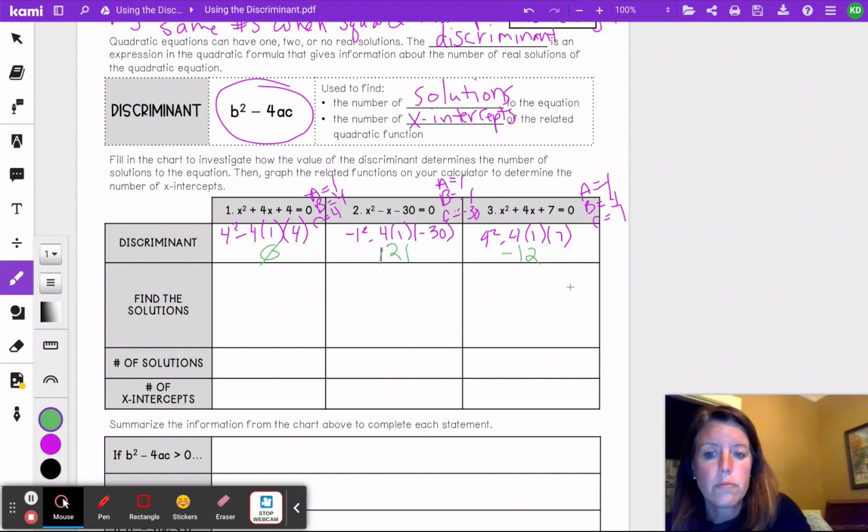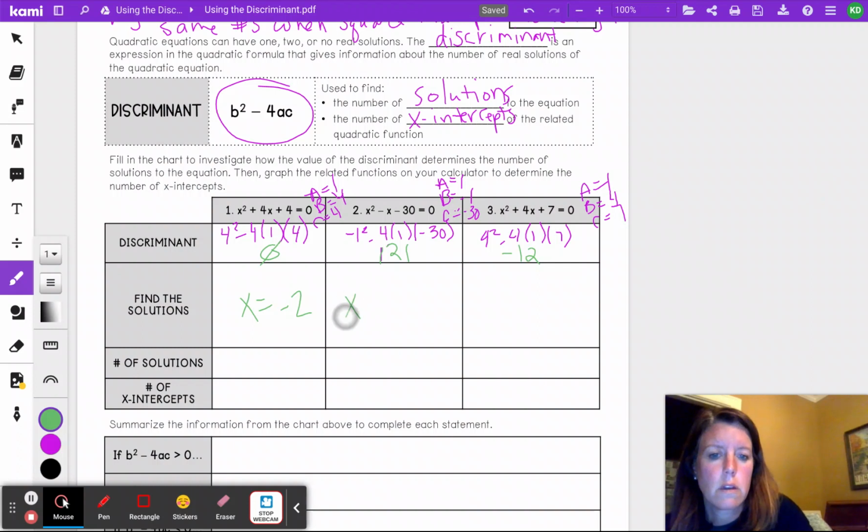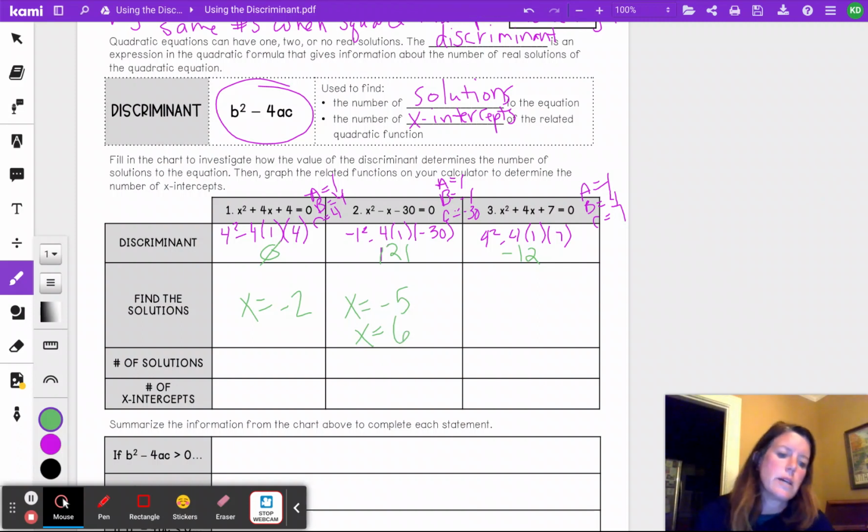So the solutions for this, if we were to work this out, x equals -2. The next one, -5 and 6. And then this last one, I'm actually going to do the last one with you because I want you to see how this one comes to be. This one is no real solutions.